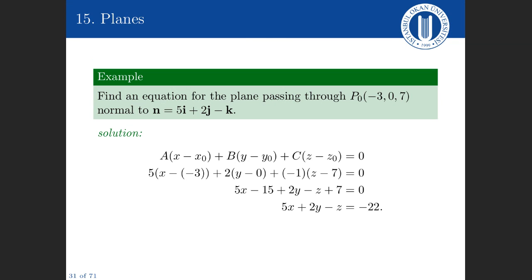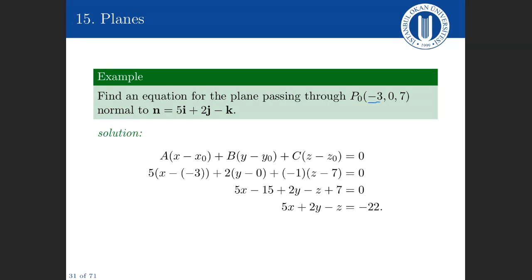For example, find an equation for the plane passing through the point -3, 0, 7, normal to the vector 5i plus 2j plus k. We start with our standard equation for a plane: A(x - x0) + B(y - y0) + C(z - z0) = 0. And we put the numbers in.